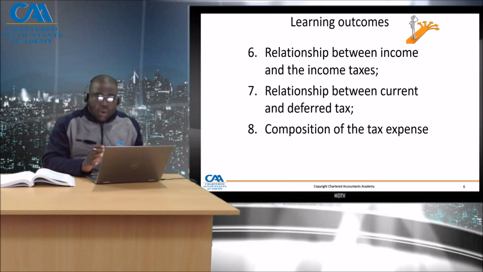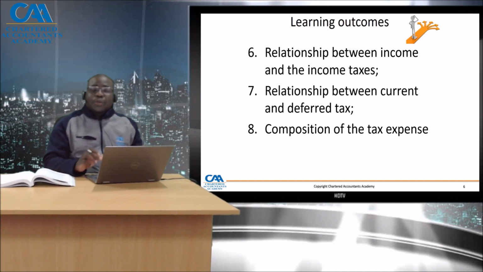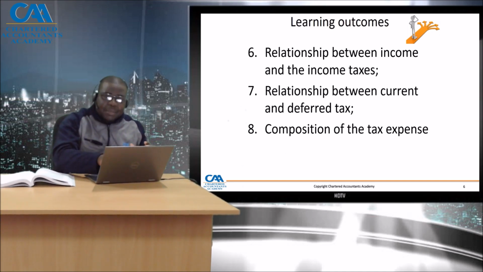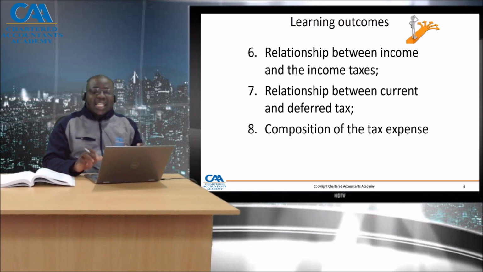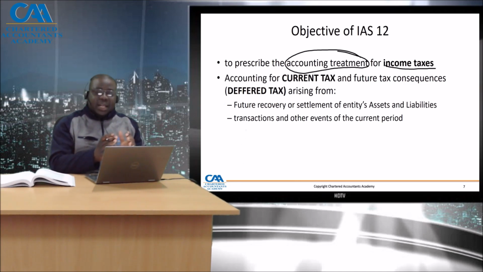So, the objective of IAS 12 is to prescribe an accounting treatment, or to provide accounting treatment, for income taxes. I'll emphasize income taxes. Further, IAS 12 will go a little bit deeper in talking about current tax, which is the tax that's supposed to be paid now to the tax authority, to ZIMRA, as well as future tax consequences, which are referred to as deferred tax.